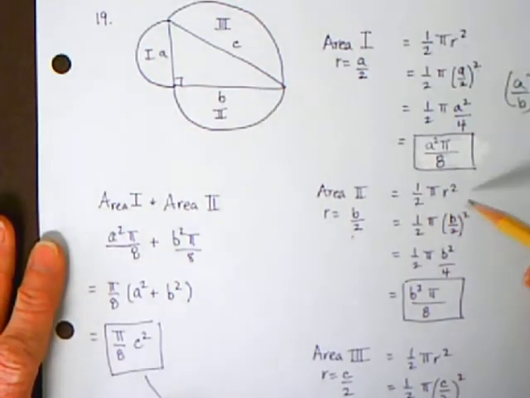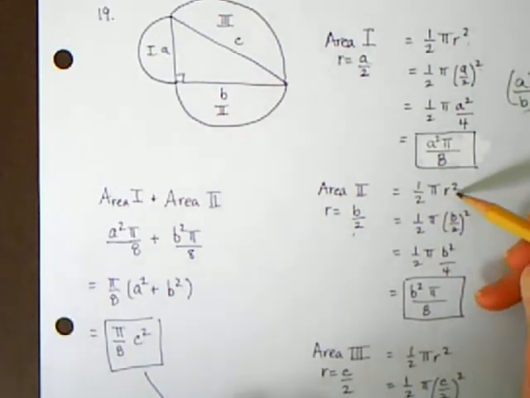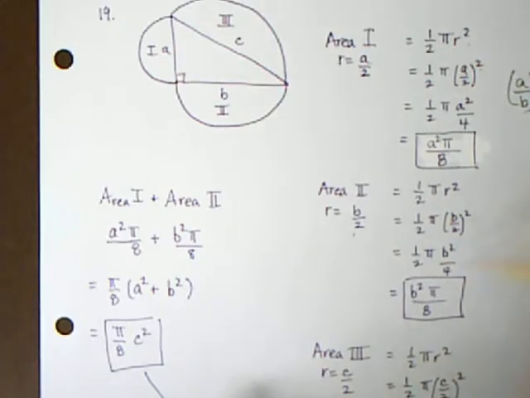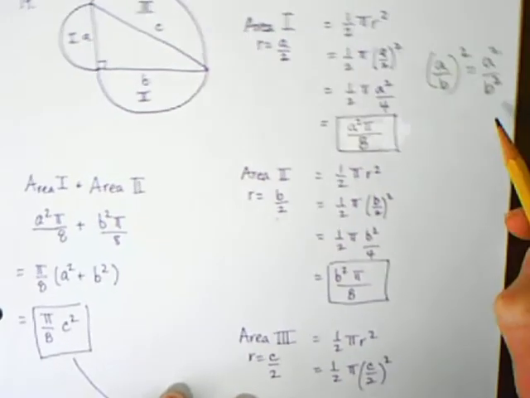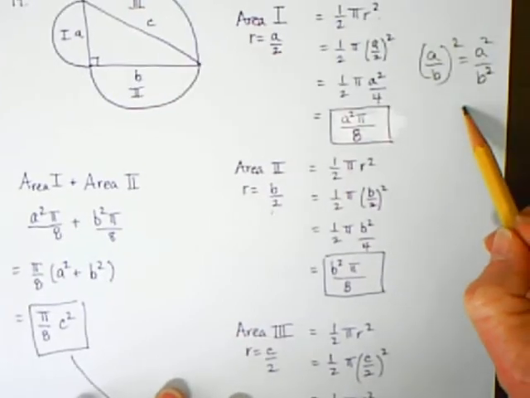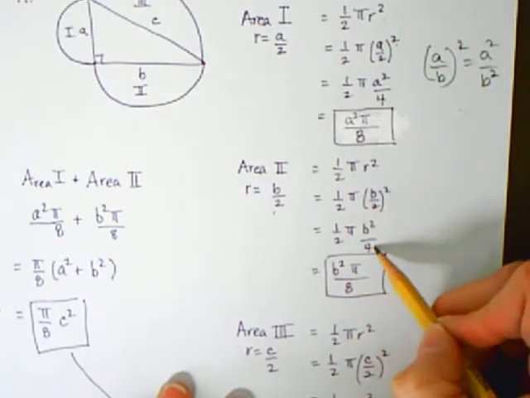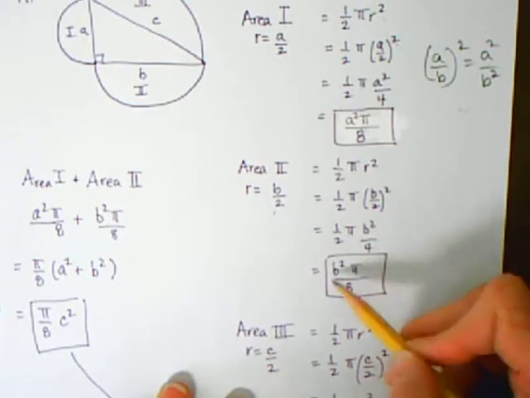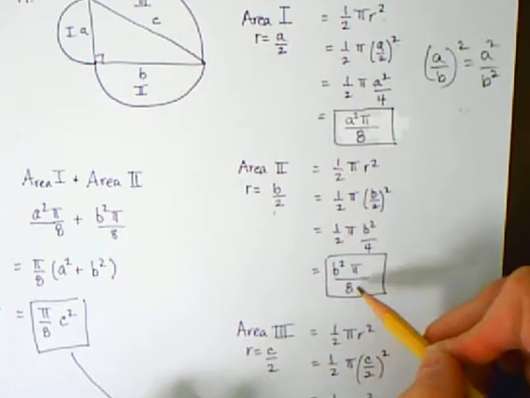Okay, doing the same thing for area 2. 1/2 pi, and the radius here is B over 2. I have to square that, so I get B squared over 4, just like I had to do there. So 1/2 pi B squared over 4. All right, so I get B squared times pi over 8. So that's my area of 2.